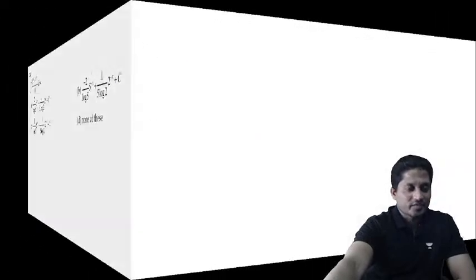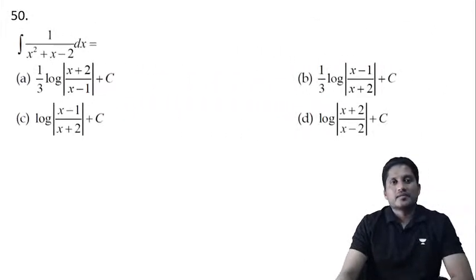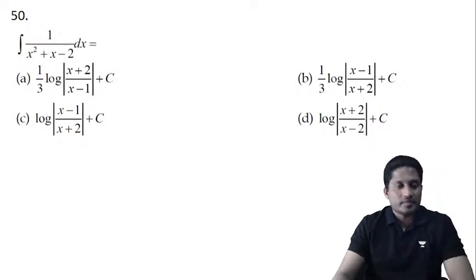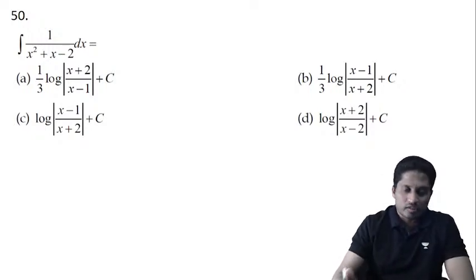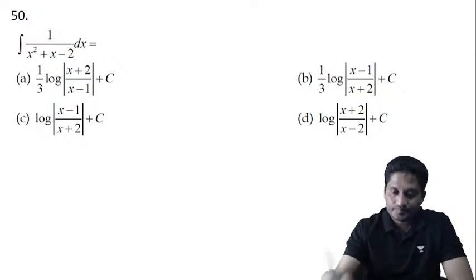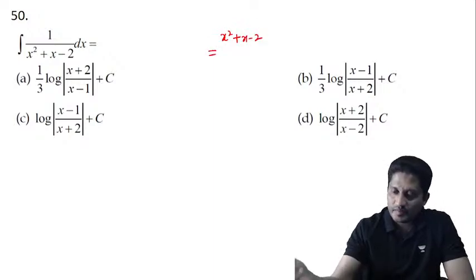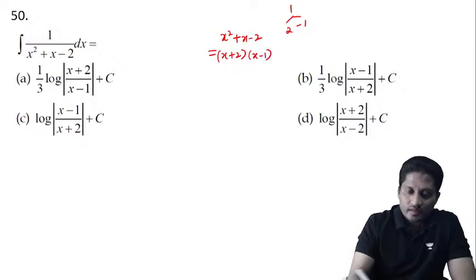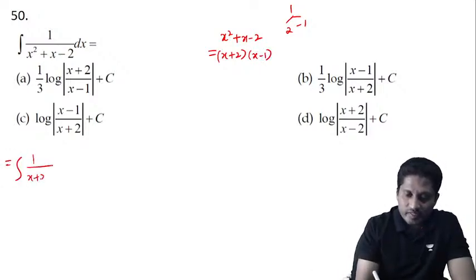Okay, let's move to the next question. This is a direct question. You either complete the squares or you split the middle term and do it. See, if I have x square plus x minus 2 and split the middle term, this is 2 and minus 1. So this is x plus 2 into x minus 1. Now this question can be written as 1 divided by x plus 2 into x minus 1.